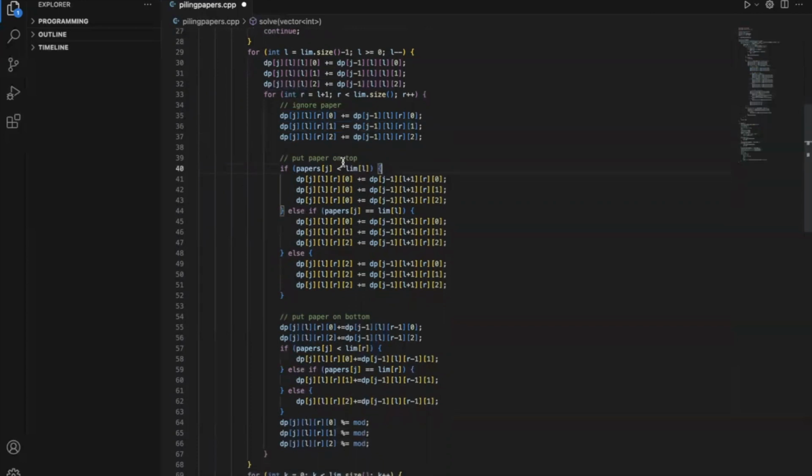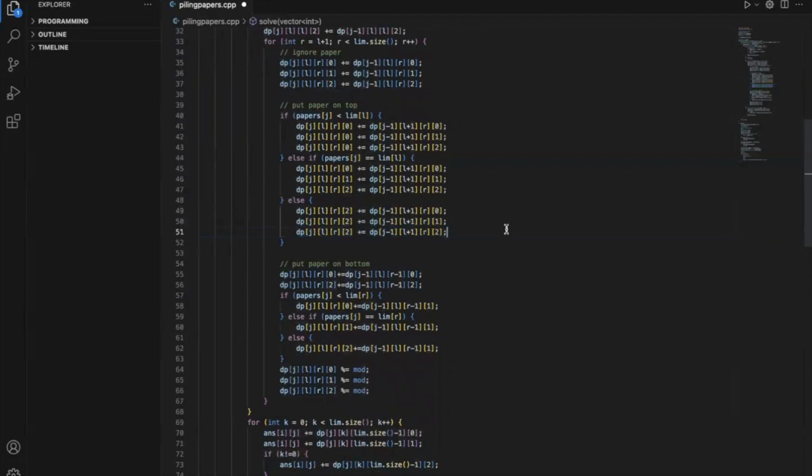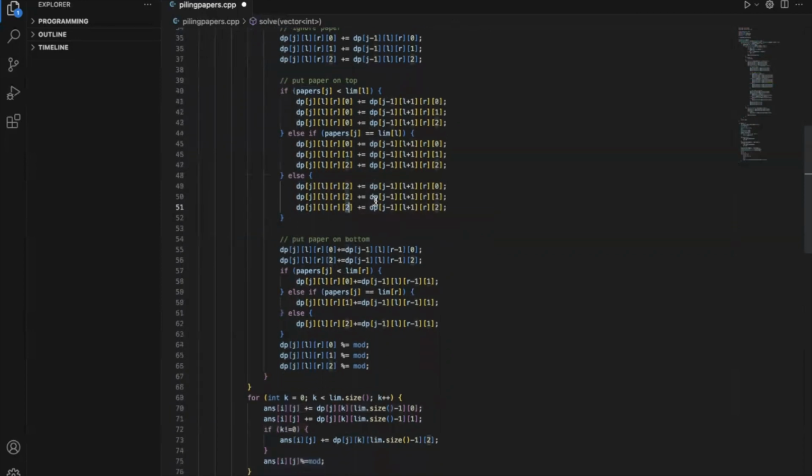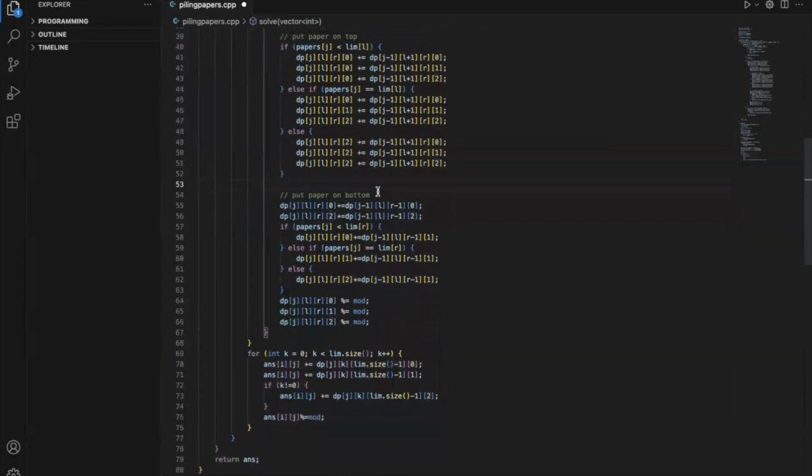And here's when we put the paper on the top. If it's less, we add it to the 0 value. If it's equal, we add it to the same value, because nothing changes. And if it's greater, we add it to the 2 value, which is the more value. And now is when we put the paper on the bottom. Basically, since it's at the end, it's going to be the least significant digit. So if it's 0, it stays at 0. If it's more, it stays at 2.